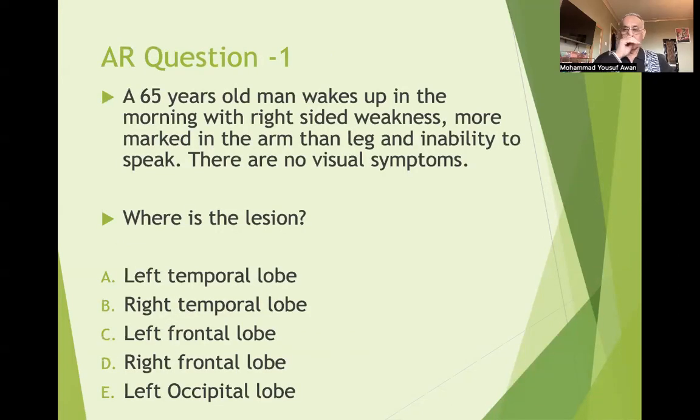We start with a question. A 65-year-old man wakes up in the morning with right-sided weakness, more marked in the right arm than the leg, and inability to speak. There are no visual symptoms. Where is the lesion? Left temporal lobe, right temporal lobe, left frontal lobe, right frontal lobe, or left occipital lobe? Just pause the video and think over it for a minute. We'll come back to this question once we have discussed how to localize the lesion in a conscious patient.